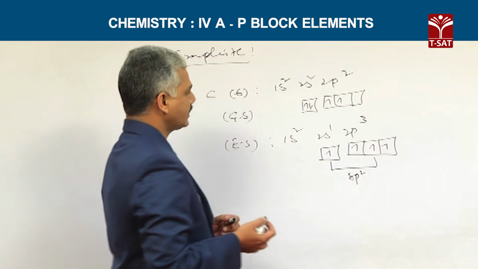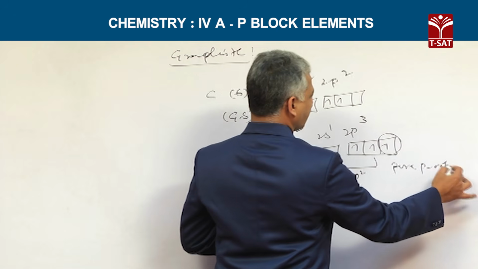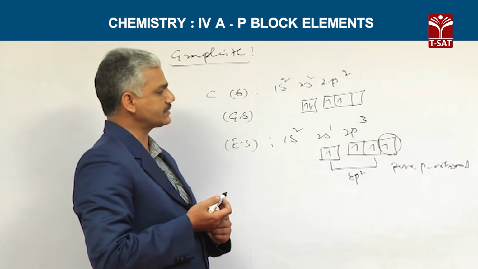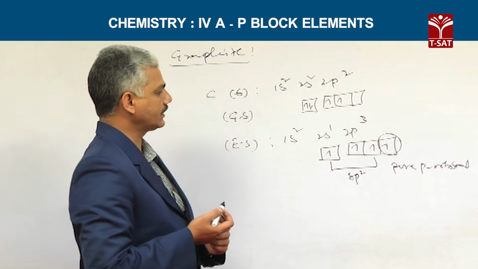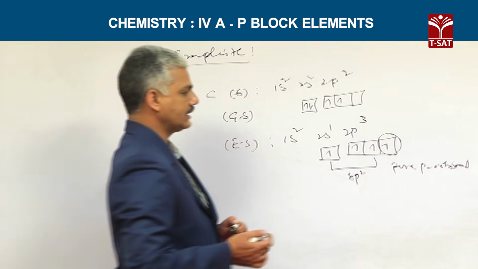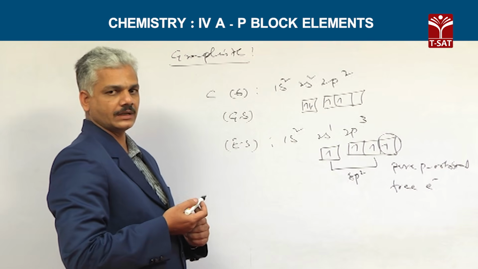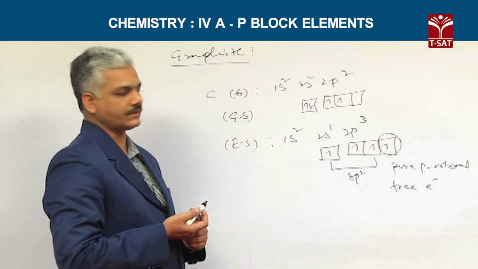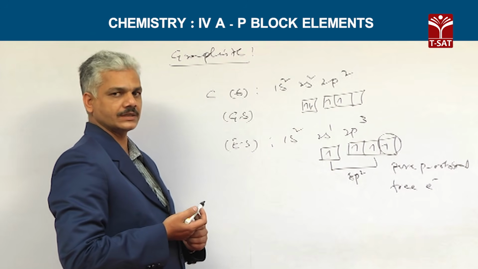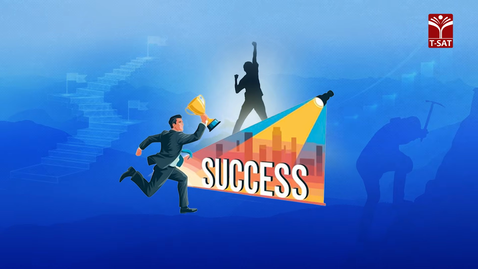orbitals. Each carbon is left with one pure p orbital along with one unpaired electron. It does not participate in bond formation. This electron, which is not participating in the bond formation, is called a free electron. Hence, each carbon atom in graphite is associated with one free electron. The final structure of graphite can be represented as shown in the diagram.